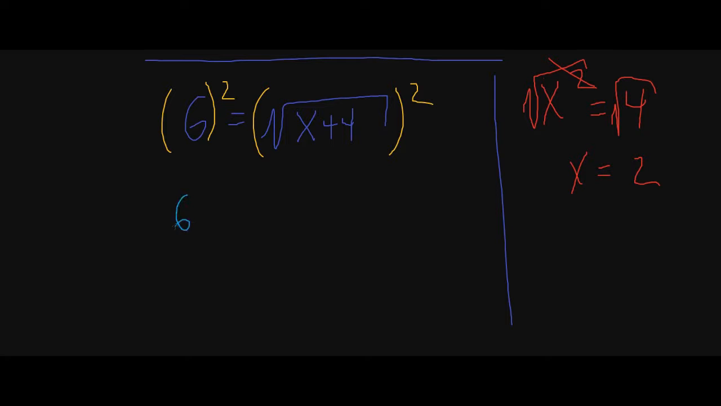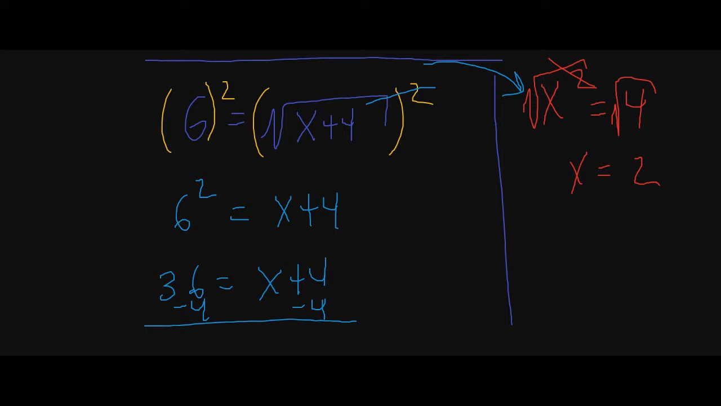All right, so we're going to get 6 squared is equal to, these are going to cancel just like it did over on this section, and we're going to get x plus 4. All right, what's 6 squared? That's 36 is equal to x plus 4. We subtract 4 from both sides. And finally, we're going to get that x is equal to 32. And that is my answer. That's my solution. I'm done with this problem.